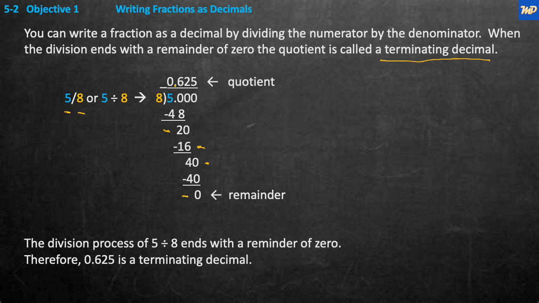So the division process of 5 divided by 8 ends with a remainder of 0, right here, and therefore 0.625 is a terminating decimal.